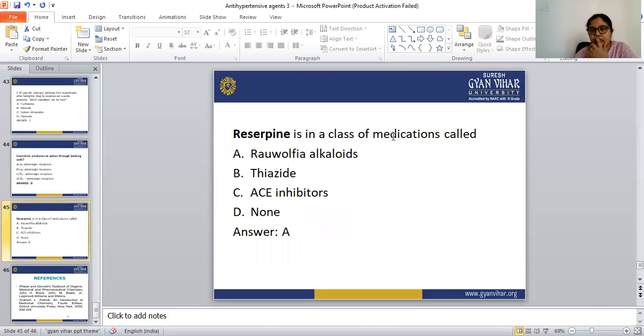Reserpine is a class of medication called Rauwolfia alkaloids. The correct answer is Rauwolfia alkaloids. So this is the reference, and these all are about the antihypertensive drugs, and I hope everybody understood it very well. So thank you.